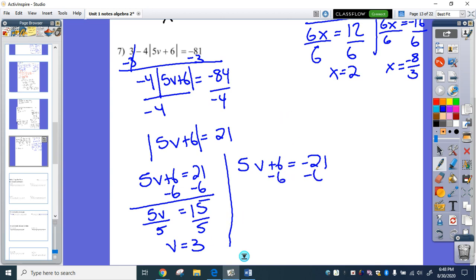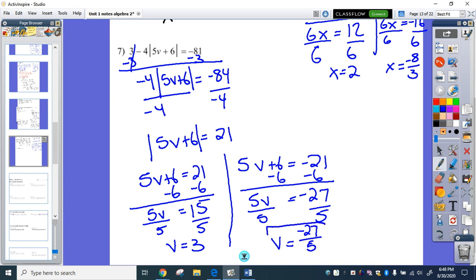Subtract 6 from the right equation. We get 5v equals negative 27. Divide by 5, but 27 doesn't divide by 5, so our second answer is a fraction, but that is already in lowest terms, so we are all done.